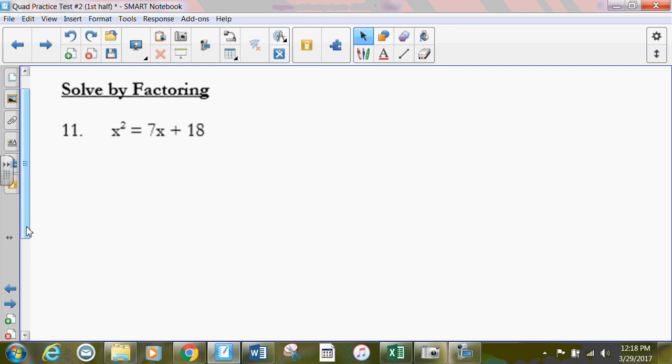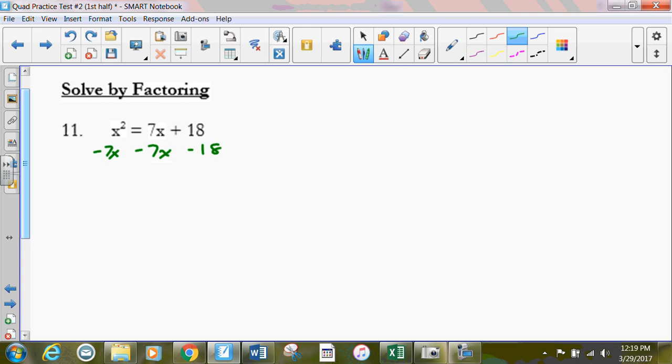With factoring, we want everything on the left side. We cannot factor until we have a 0 on one of our sides. I just say bring everything to the left just because I like things on the left. So what do I have? I have x squared minus 7x minus 18. And because we got rid of the 7x and the 18, there's 0. We cannot start factoring unless we have a 0 on one of our sides.